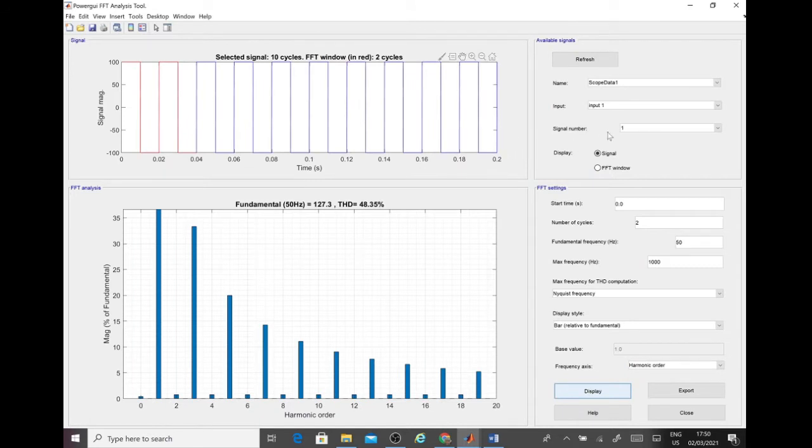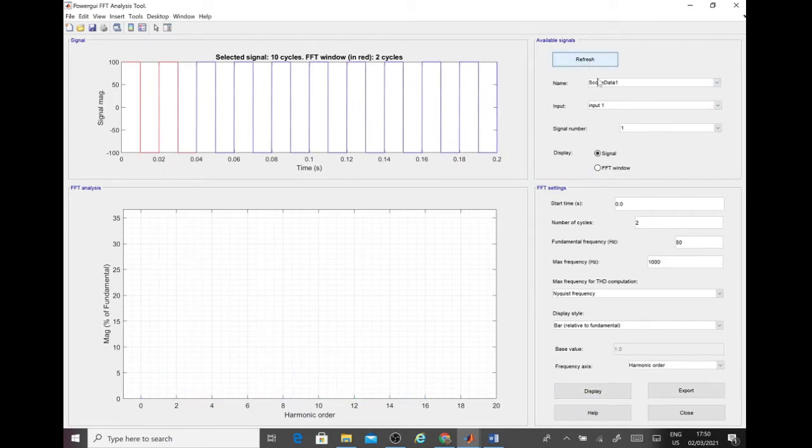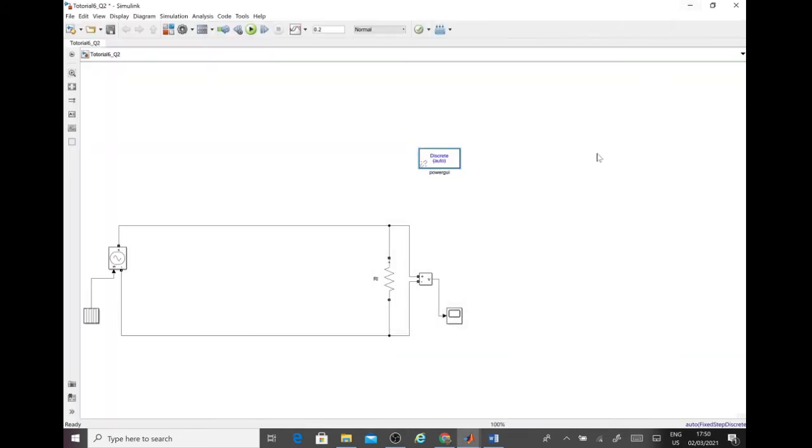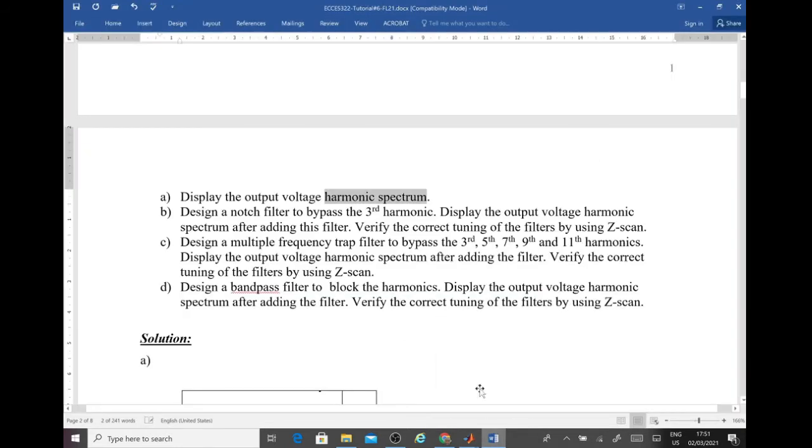Click on that, and that will give you the signal. Okay, now if we would like to do the Fourier, you just click over here on the display, and that will give you the harmonics. So the total harmonic distortion over here is 48%, and you can see that this is the fundamental component, the third harmonic, the fifth, and so on. Okay, so this is with regard to the first one.